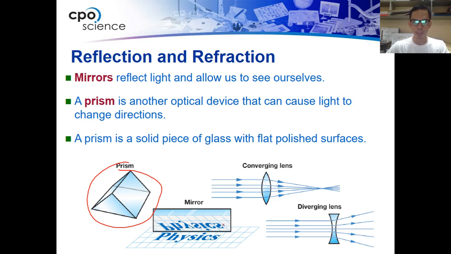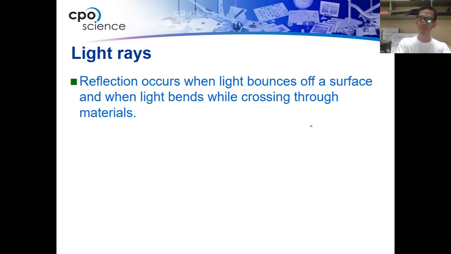So there's the mirror, and we have the converging lens and then the diverging lens. Altogether, these four try to manipulate or exploit how light behaves when it enters these particular objects. So what is reflection? Reflection is a process which occurs when light bounces off.